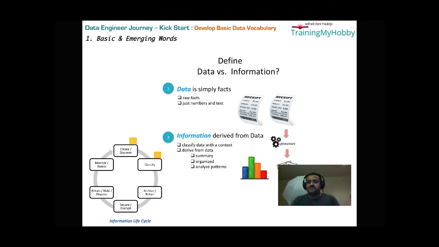Data is simply facts. If you go to any grocery store, Walmart, or Costco, you get a receipt. It is data. The items which you bought, the unit price, the quantity, the discount you got, the benefits you got, all that is the data. So data is all about raw facts, numbers and text. Now, once you put the data into an Excel sheet or any other data analysis tool, then it becomes information.